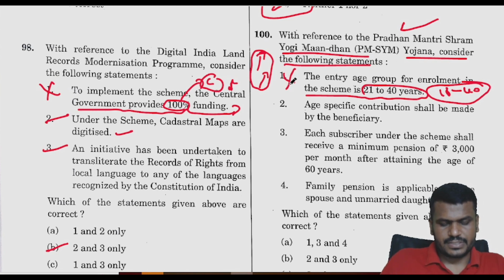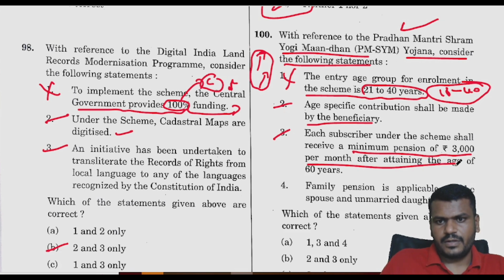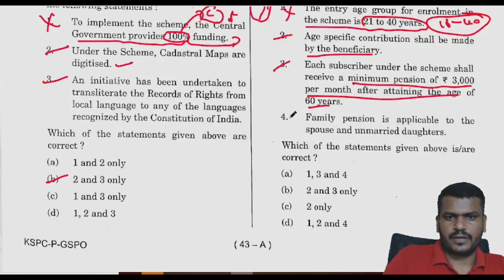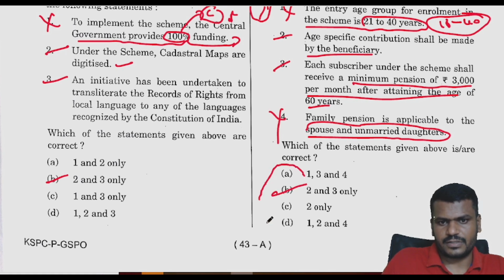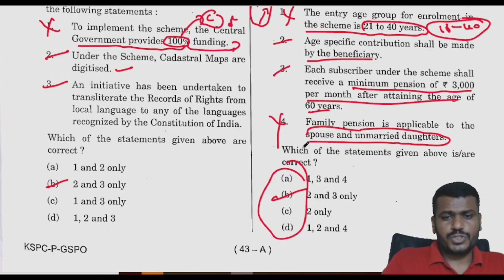You can eliminate this. Second statement, age-specific contribution shall be made by the beneficiary. Yes. Next, each subscriber under the scheme shall receive a minimum pension of 3,000 per month after attaining the age of 60 years. That is also correct. 2 and 3 are correct. Let's see the fourth statement. Family pension is applicable to the spouse and unmarried daughters. No, this is not correct. Only 2 and 3 statements are correct. So these are the questions, guys.